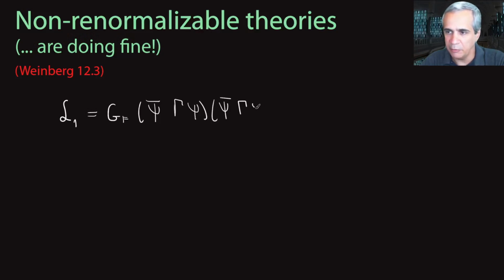I already mentioned this interaction in the previous video, and don't worry about this combination of gamma matrices here. It can be many different things depending on the current. People used to call these terms currents, but they are not important for us because we're mostly doing dimensional analysis here, and the specific form of these matrices does not matter to us.